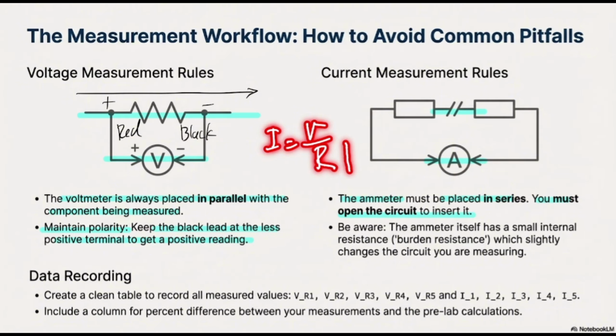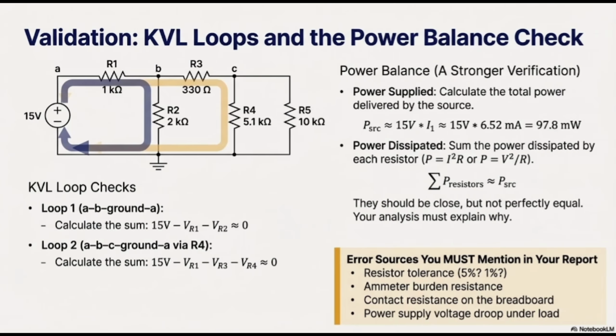If R is going to decrease, I is going to increase significantly, and at the end you are going to have the blown fuse and probably blown device. So as we can see over here, be aware the ammeter itself has a small internal resistance, as I just talked about, which slightly changes the circuit you are measuring. It means that you are still going to have a little bit of error because of the internal resistance of the ammeter, but since it is small, it's not going to make that much of an issue.